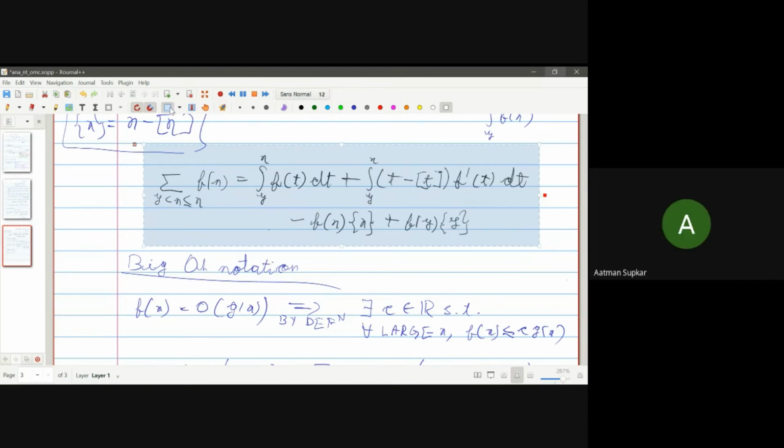So now I can copy paste this whenever required.